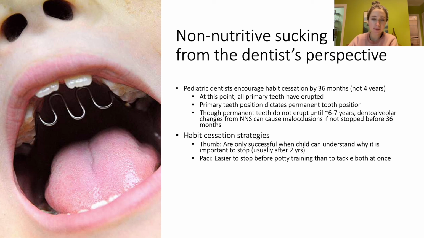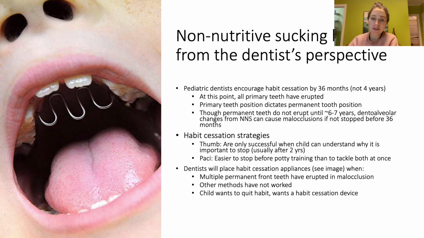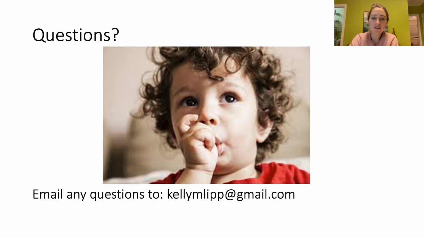So dentists will place habit cessation appliances when multiple permanent front teeth have come into the inappropriate location, other methods have not worked, and the child wants to quit the habit. So the child has to want help to stop the habit. If the child really doesn't want to stop the habit, it feels like torture to have something like in this image put in your mouth. So if you have any questions about non-nutritive sucking or prematurity, please email me.